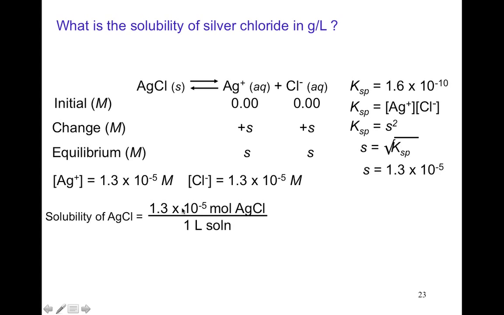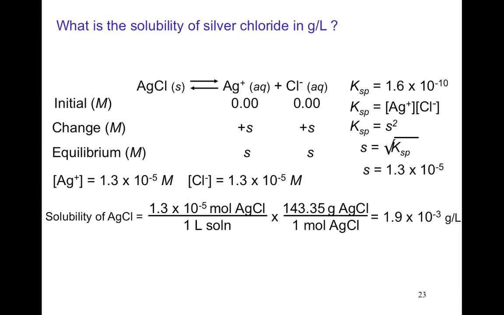So I can say, okay, silver chloride, its solubility was 1.3 times 10 to the negative 5 moles AgCl in a liter. And then I find its weight on the periodic table, and I add up the weight of silver, I add up the weight of chlorine, I get 143. So now moles cancel out, and I have grams per liter. When it's all said and done, I can say that I could dissolve about 1.9 times 10 to the negative 3, which is a very, very small weight, grams in 1 liter of solution. So it's definitely a slightly soluble solid.